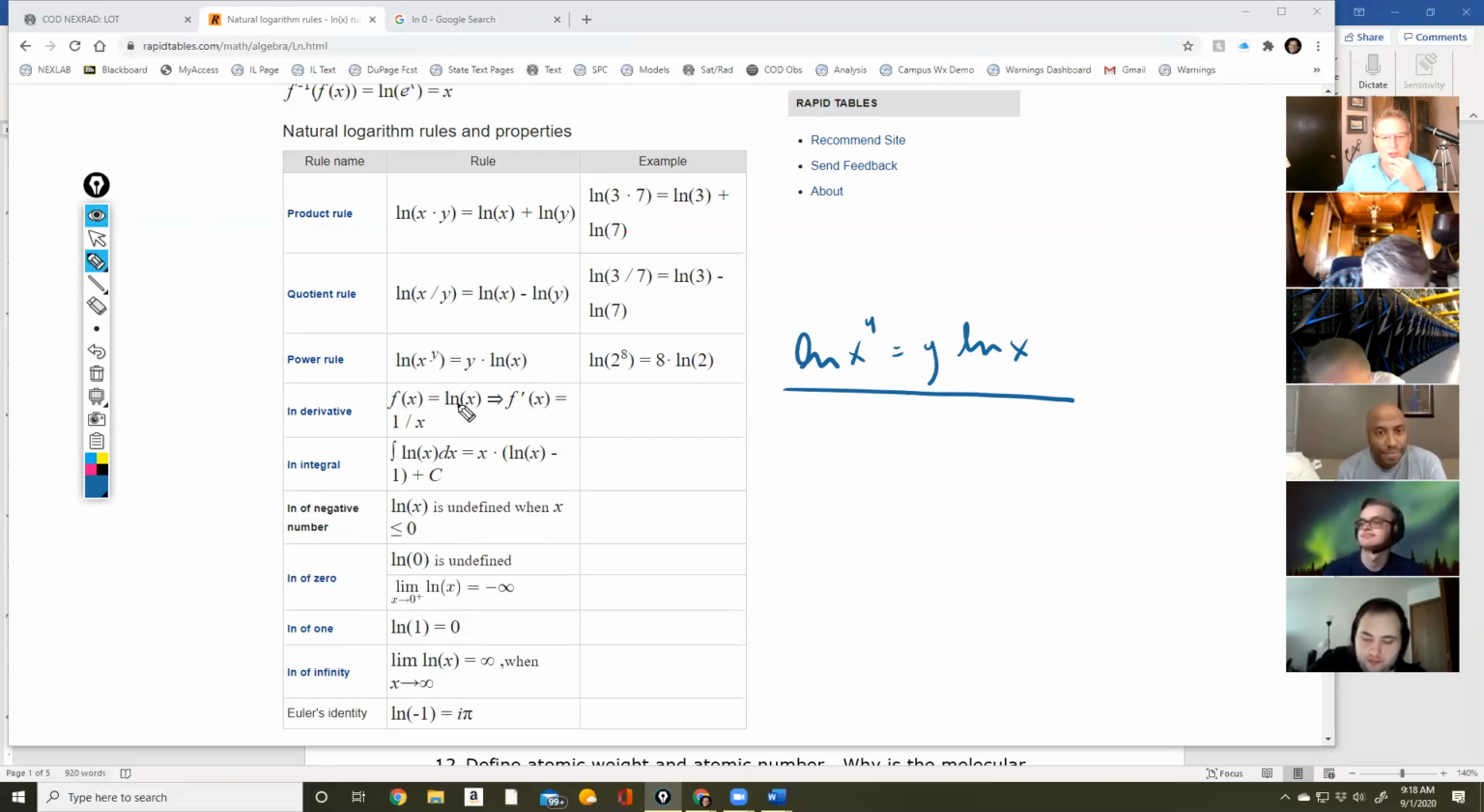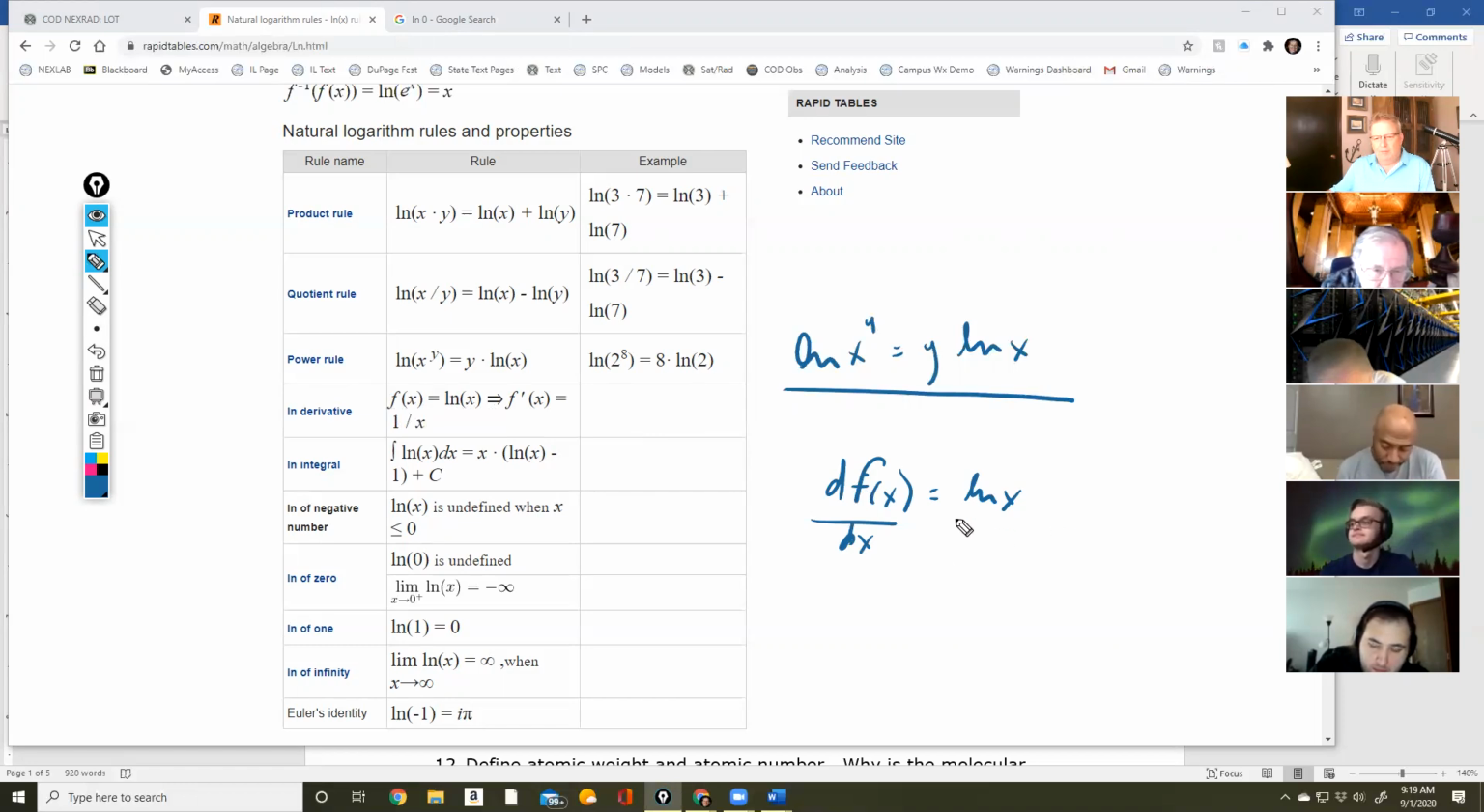But now we get to the derivatives. And the cool thing about this is you should be able to read this and understand it. And what they're saying is f of x is the natural log of x. So I could write it this way, equals the natural log of x. I'm taking the derivative with respect to x of both sides. This is the same thing as saying f prime of x. And then the derivative of the natural log of x is one that you need to remember.